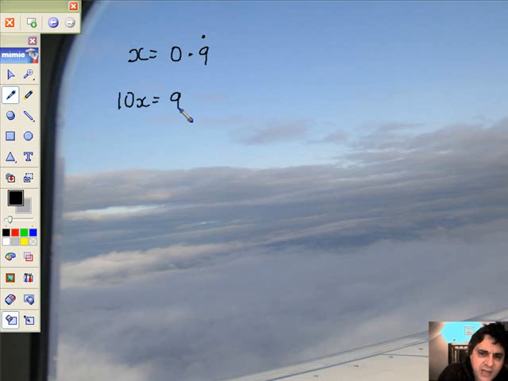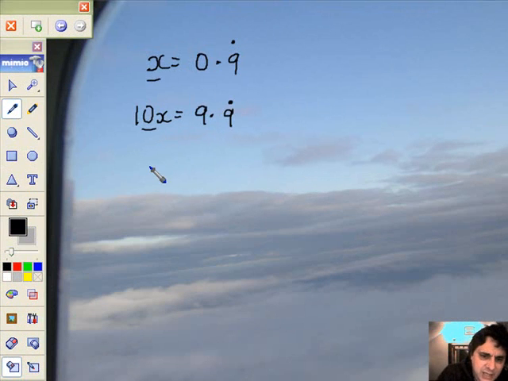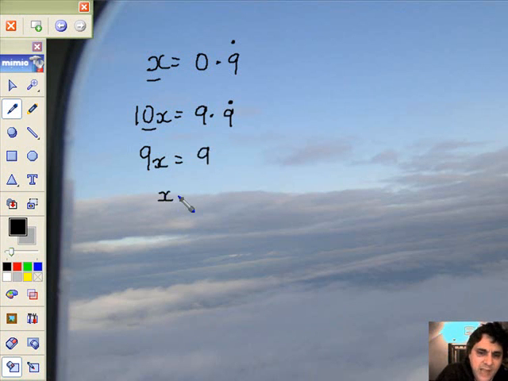10x is going to be 9.9 recurring with billions of 9s there. 10x take away 1x is 9x. 9.9 recurring take away 0.9 recurring is going to be exactly 9. So guess what? x equals 1. Does that make sense? Yes, it does.